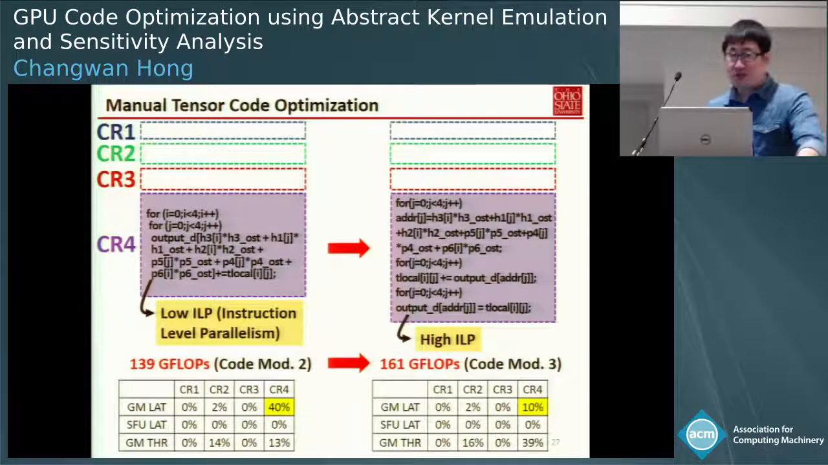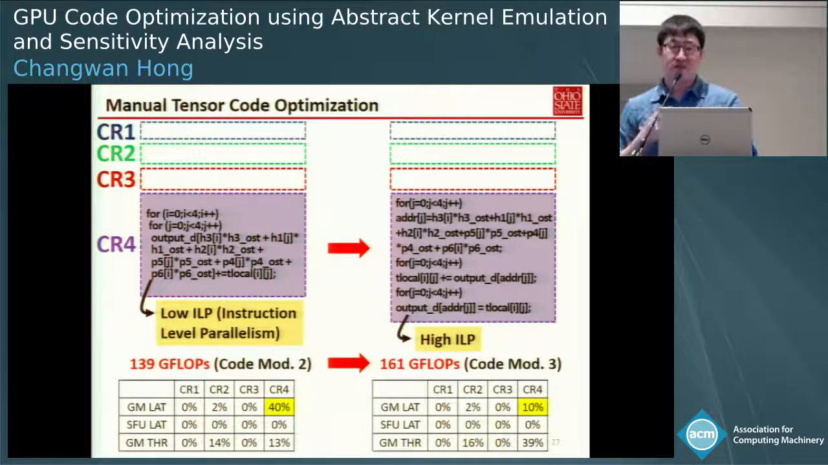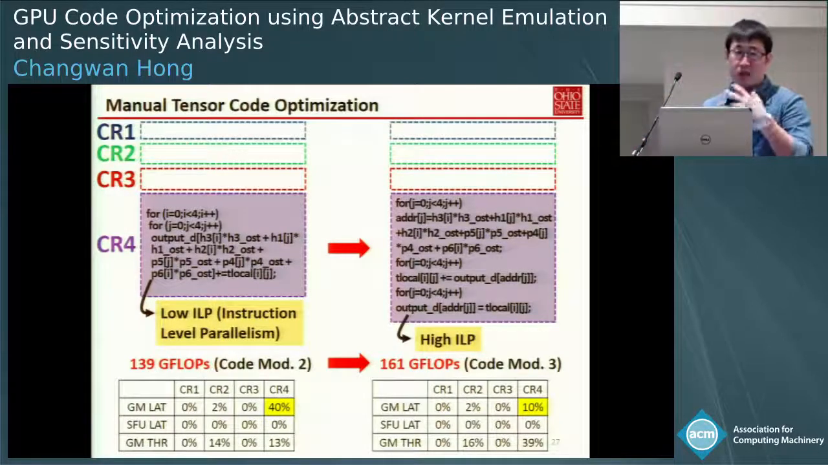Now, the most significant part is global memory throughput in code region 4, which is 39%, but we cannot reduce data volume in code region 4 because this data volume is related to accessing the output matrix, which is constant.